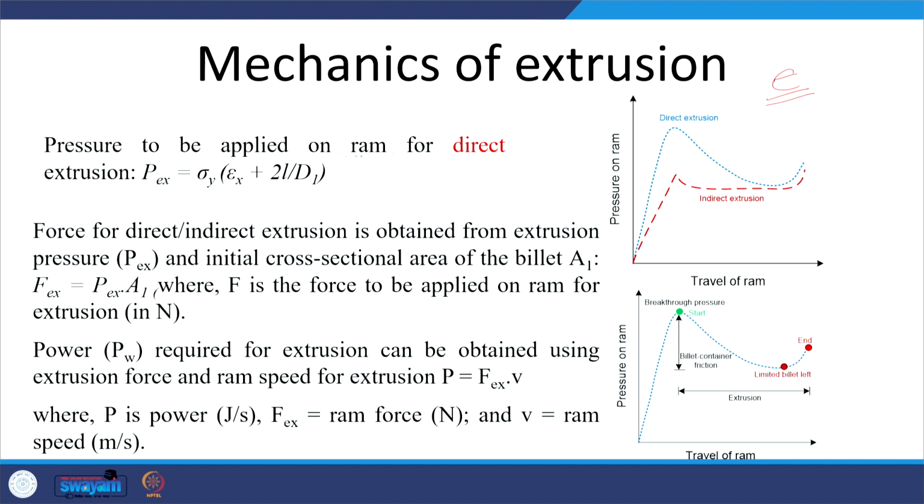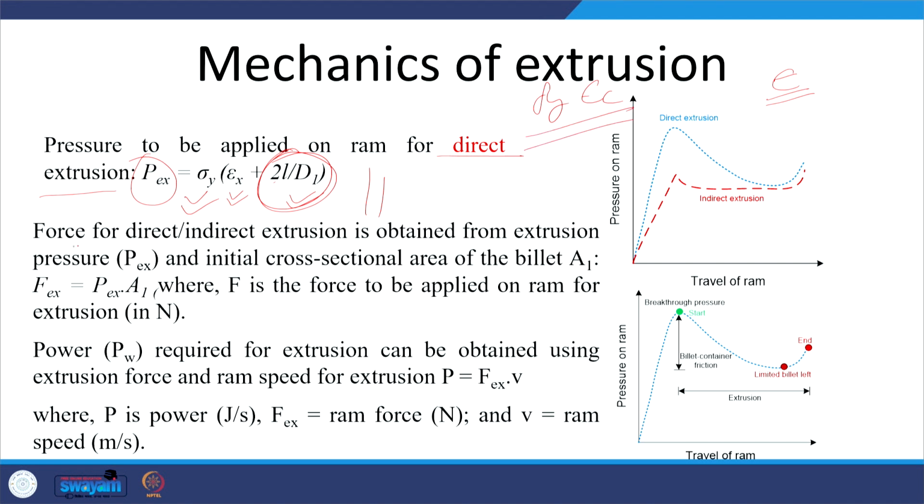So, the pressure to be applied on the ram for direct extrusion, PEX, will include sigma y into the strain, and 2L by d1. This is one typical equation which can be used to determine the pressure in case of direct extrusion, and this second component will be absent in case of indirect extrusion. In that case, we will have sigma y into the strain. Sigma y basically takes care of the average stress aspect.